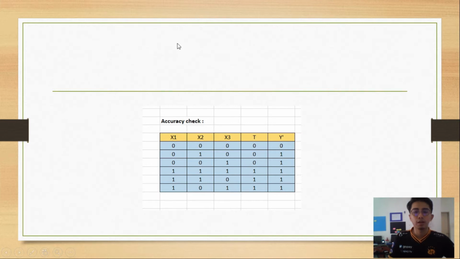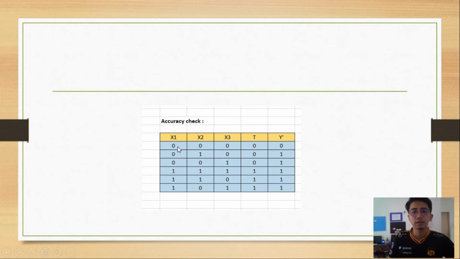Okay, for this perceptron, we are going to assume that f is 1 if the sum is greater than or equal to 1, otherwise 0. So when we add x1, x2, x3 and the bias, if we get greater than or equal to 1, then the y prime will be 1, otherwise it will be 0.